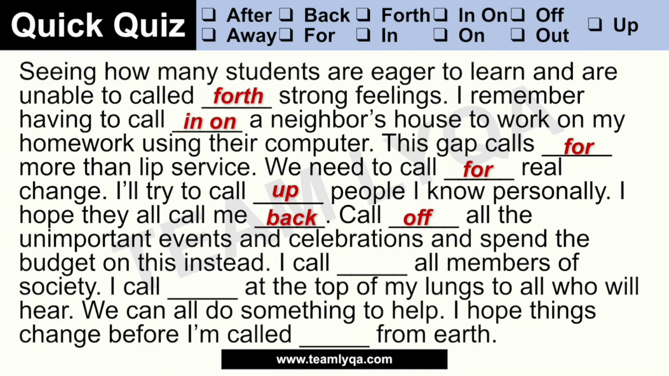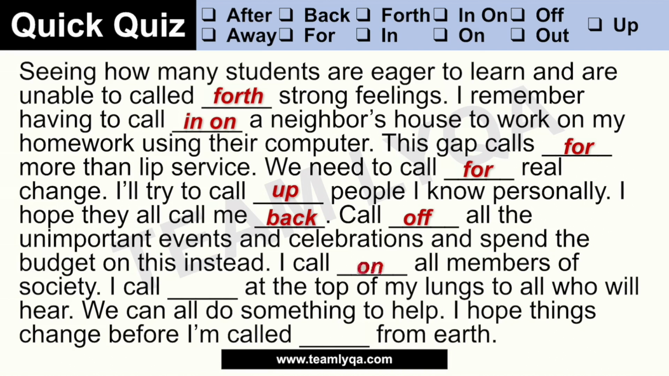Next, I call blank all members of society. Okay? So, sinong tinatawagan niya? I call on all members of society. Okay? So, ibig sabihin, nire-request or hinihingan ang bawat isa. Okay? Tinatawagan ko kayong lahat. We encourage you, we require you to participate. Okay? So, lahat na, buong sambayanan na ang pinag-uusapan dito.